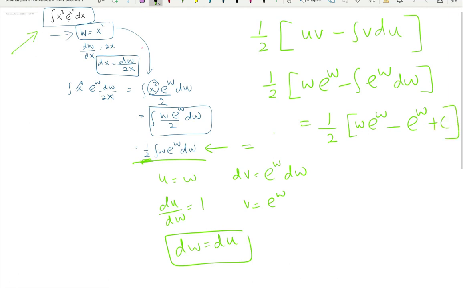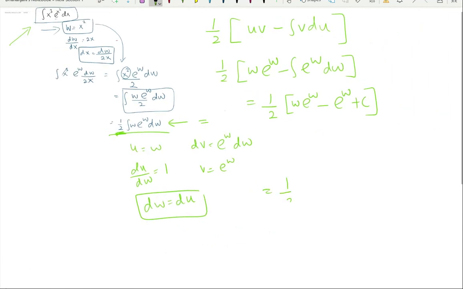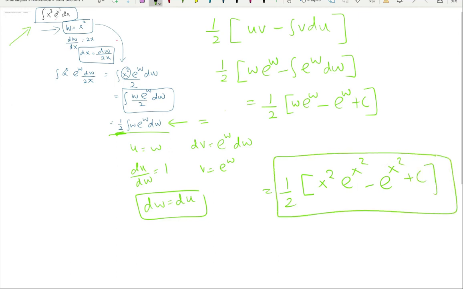So what do we get? The answer is half, and what is w? w is x squared. So half times x squared e to the x squared minus e to the x squared plus c. Now this is the solution. We can simplify it further by distributing that half, but let's stop there.